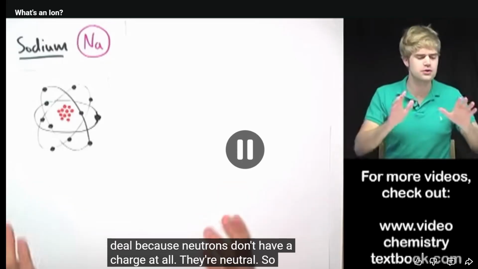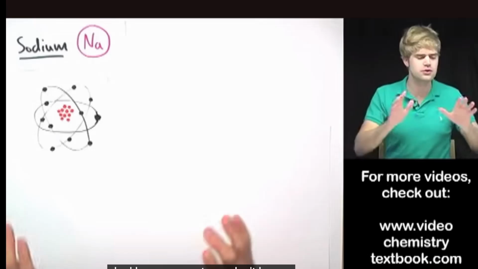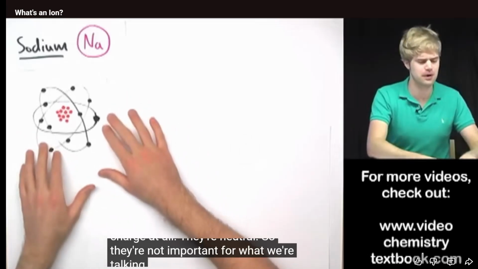If you know a lot about atoms, you might know that I've left out the neutrons, which also live in the nucleus. But it's no big deal because neutrons don't have a charge at all. They're neutral. Okay, so what's missing from this atom? Neutrons. Do we care about them when we're talking about charge? No. Otherwise we'd have too many particles in the center of that thing. They're not important for what we're talking about here.